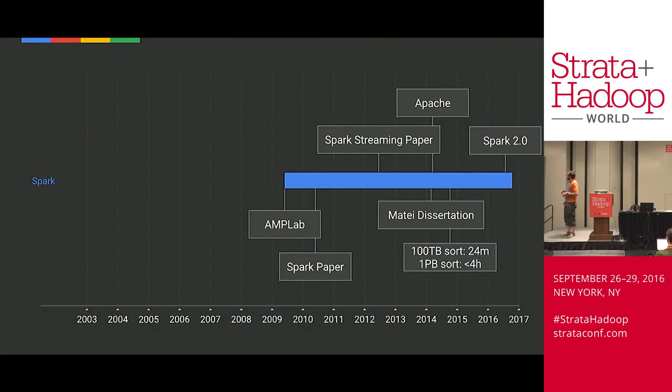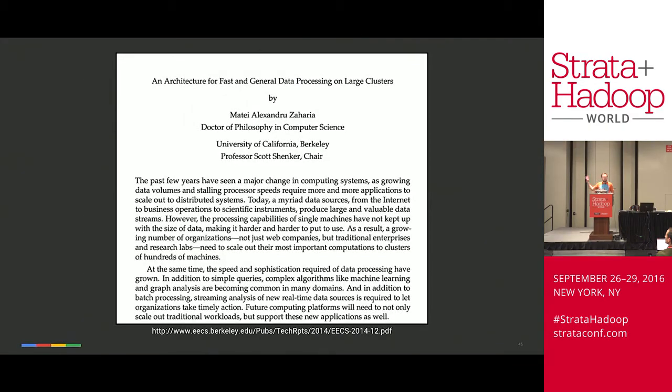So timeline-wise, it came out of Berkeley's AMP lab, what was that, 2009. First Spark paper was in 2010, Spark streaming paper in 2012. Matei's dissertation was in 2014. I've got some sorting benchmark numbers on here as well. And yeah, Spark 2.0 came out recently and looks to be quite interesting. If you're going to read one thing about Spark as far as papers go, I highly recommend Matei's dissertation. It's this massive tome of everything Spark, and it's really well written. It's full of all sorts of great stuff.